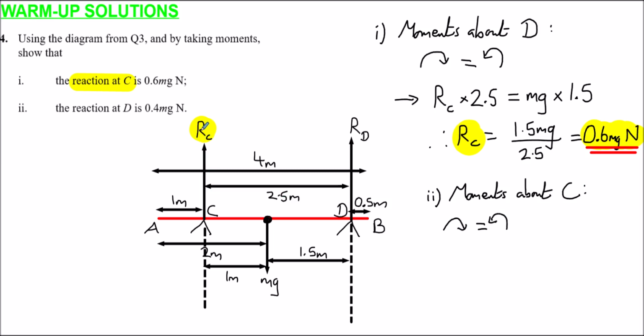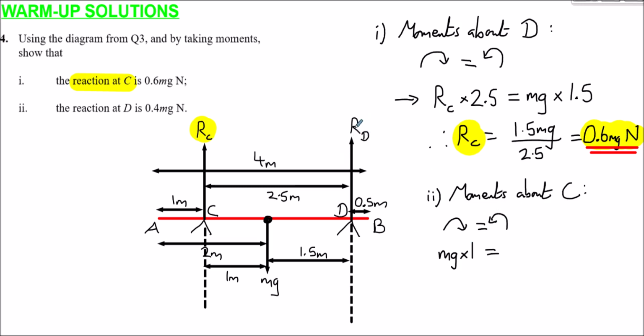So going clockwise relative to C is going to be this mg for weight force. And so from C, this mg is going to be 1 metre away. So therefore we're going to have mg times 1, which is just mg, but I'll label mg times 1, so you know where the mg comes from. Mg times 1 will equal the anti-clockwise moment. So the anti-clockwise moment from C will be this reaction. So the moment from this reaction, RD, we're trying to work out.